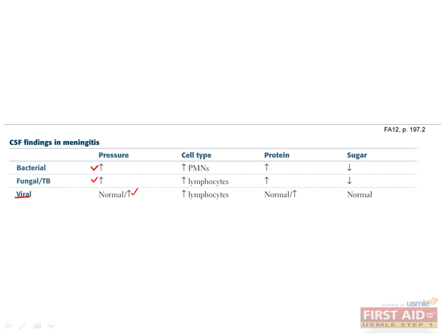In bacterial meningitis, you'll see an increase in polymorphonuclear cells, or neutrophils. This is because neutrophils are the main cell type involved in killing bacteria. On the other hand, in fungal and viral meningitis, you'll see an increase in lymphocytes because these are the main cell type involved in killing these types of infections.